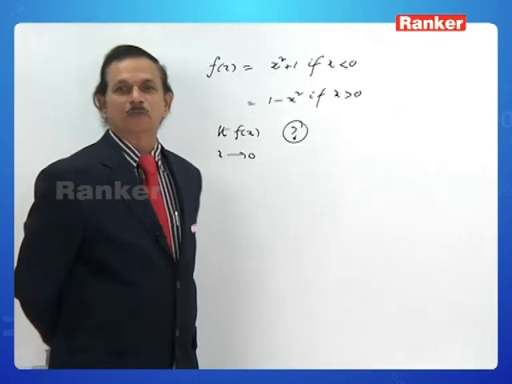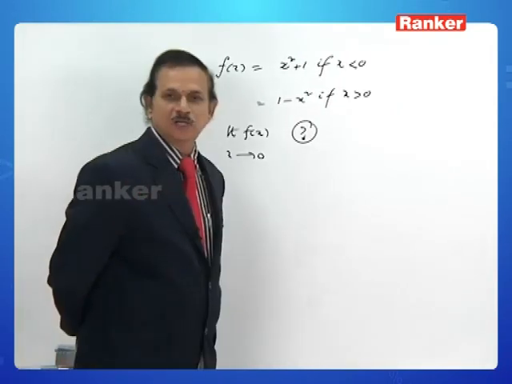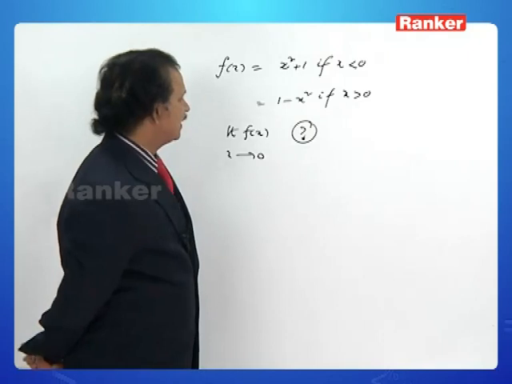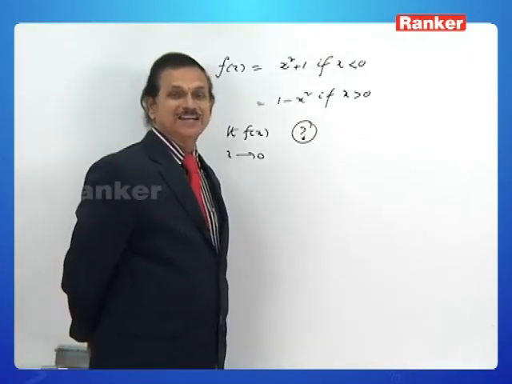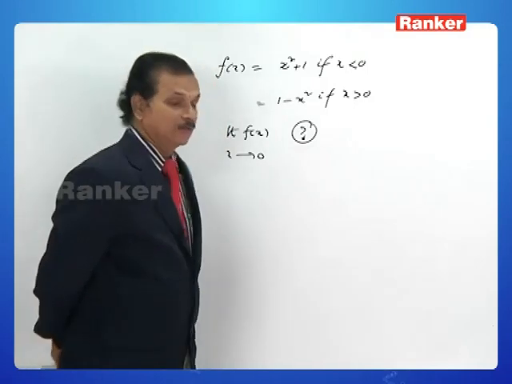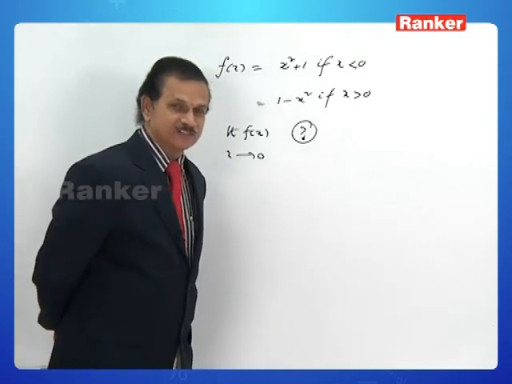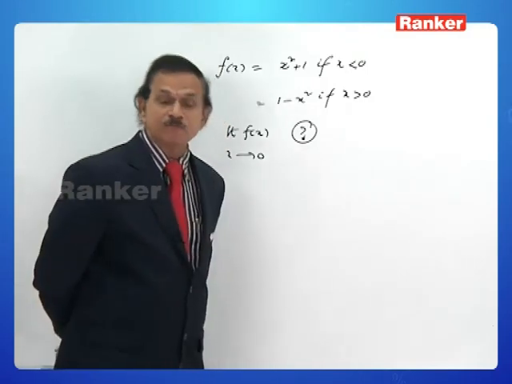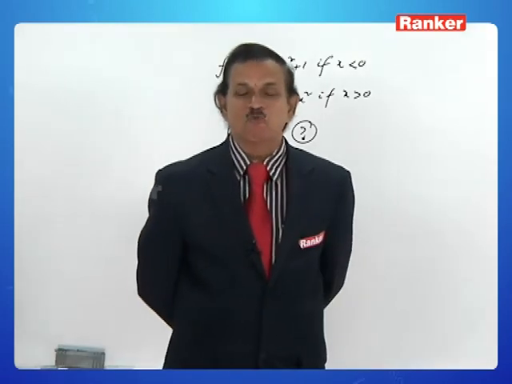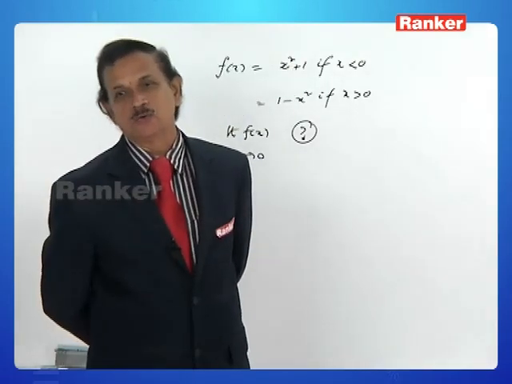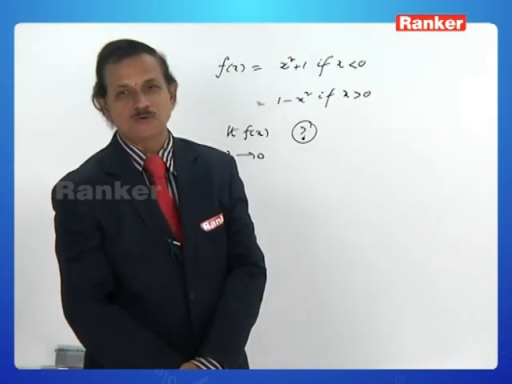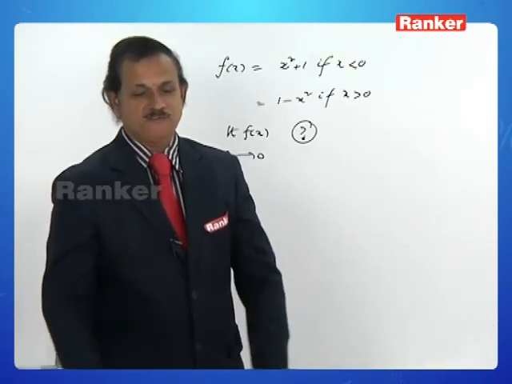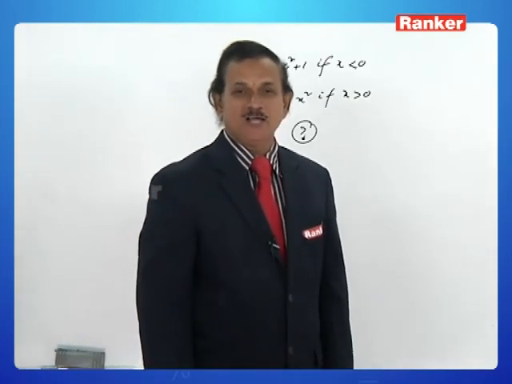Consider this example. A new function before us. F of x is x square plus 1 if x is less than 0, and 1 minus x square if x is greater than 0. What have you observed here? What about f of 0? The function f is not defined at x equal to 0. At x equal to 0, the function is not defined at all.